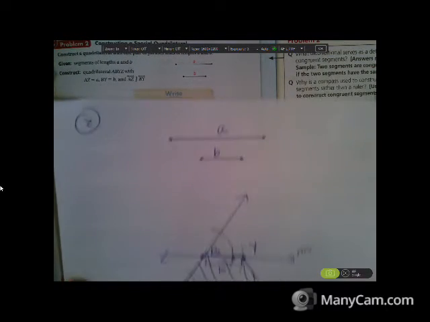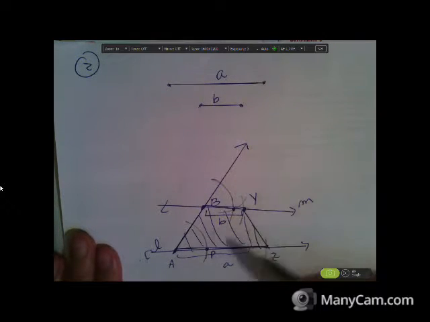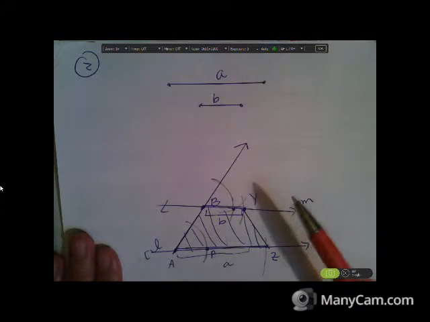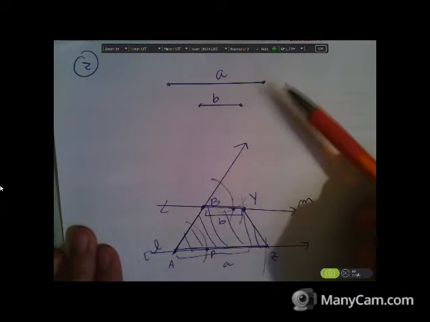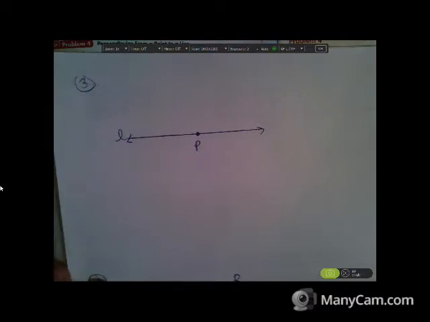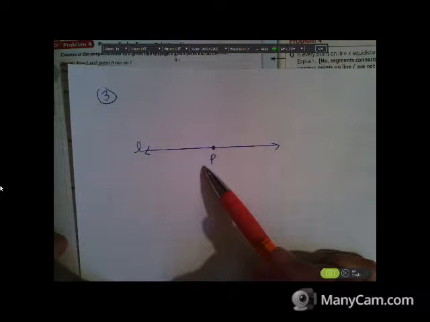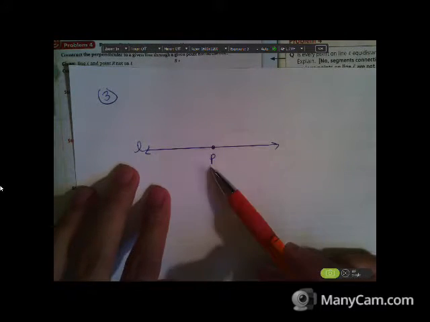So for the got it, I want you to do what I did. Construct a quadrilateral with two parallel lines using segments A and B. Alright, problem 3 asks you to construct a line that's perpendicular to line L. So we are given this line with point P.